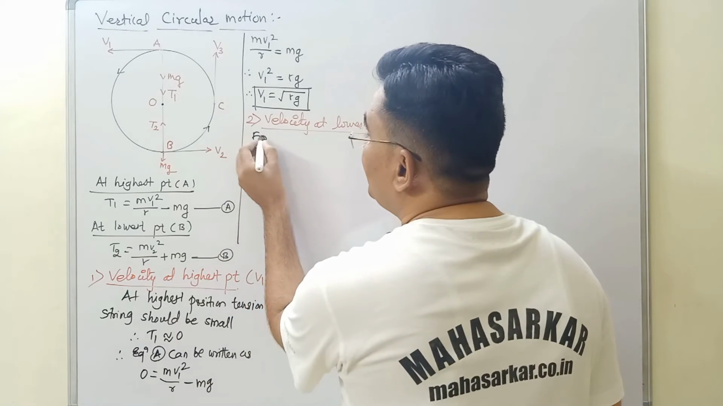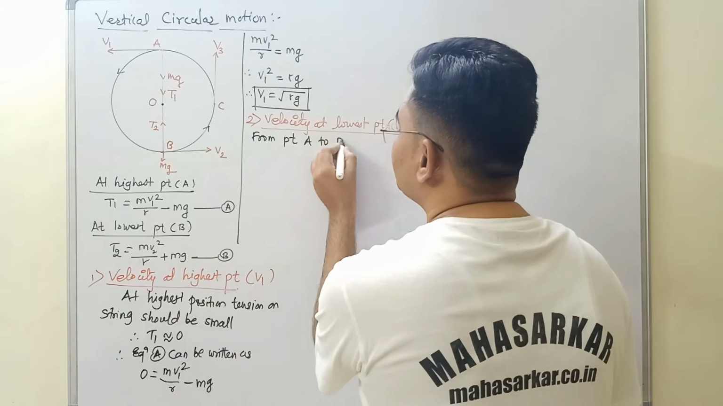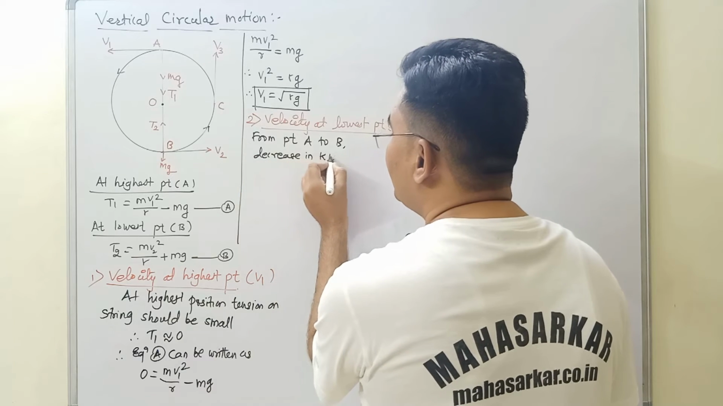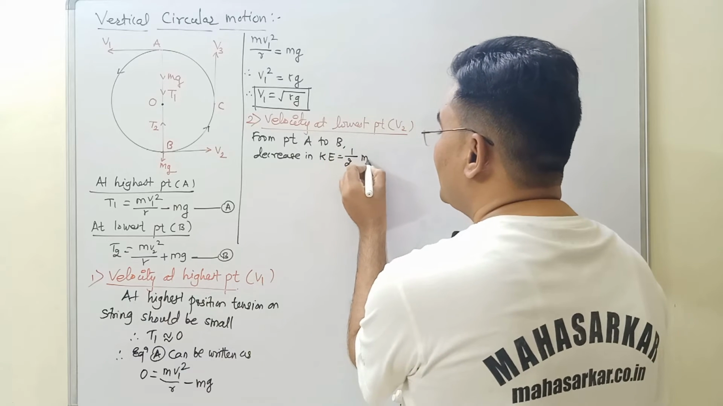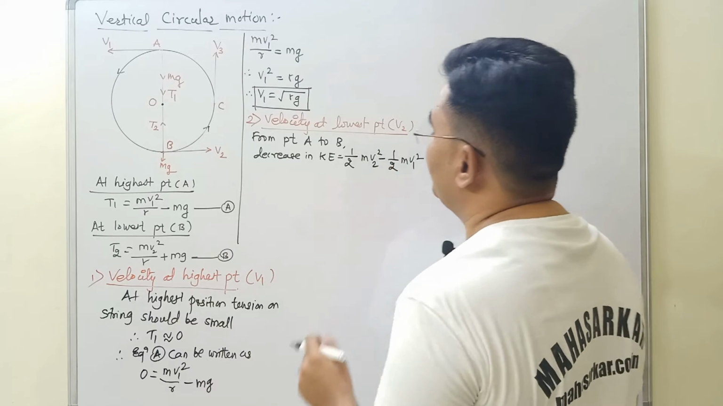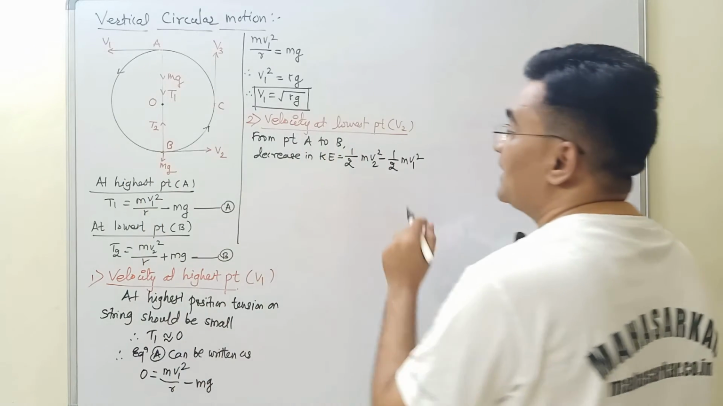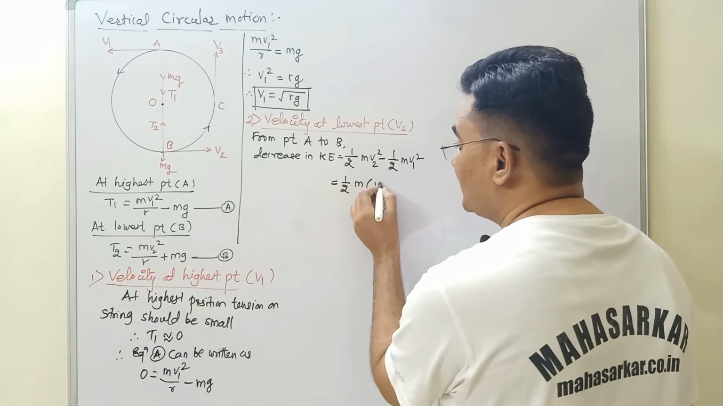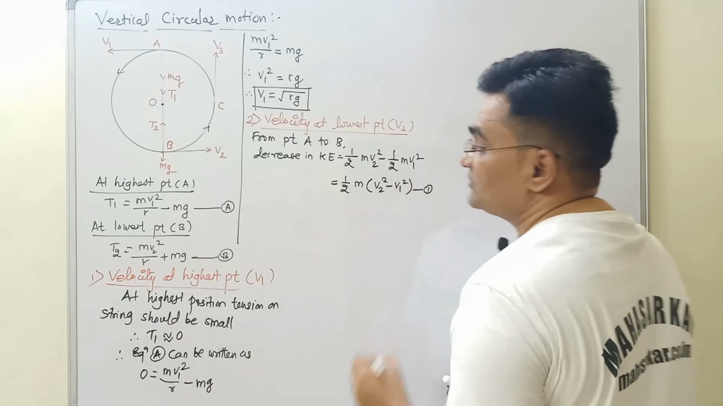From point A to B, the increase in kinetic energy is equal to half mv2 square minus half mv1 square, where v2 is the velocity at the lowest position and v1 is the velocity at the highest position. Mass remains the same. So you can see half of m is common, v2 square minus v1 square. Say this is equation 1 for this term.